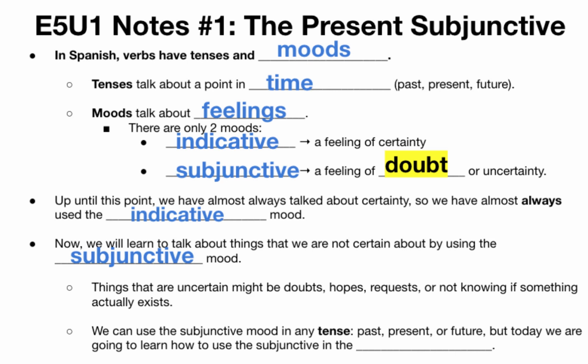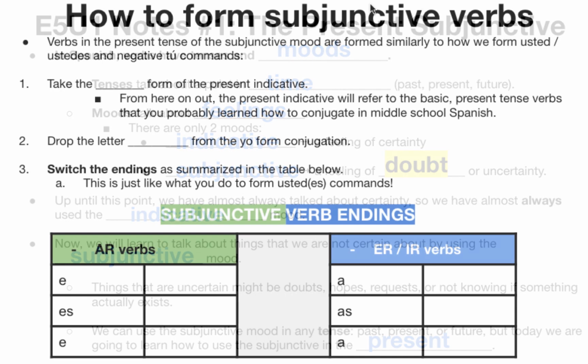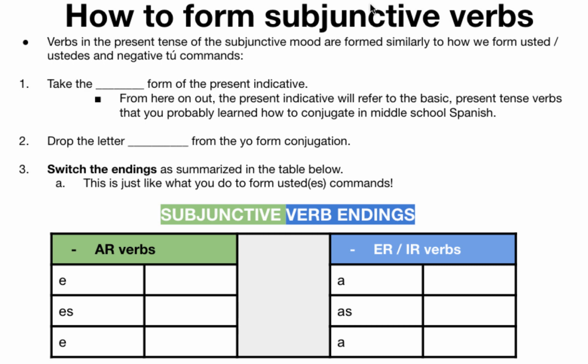We can use the subjunctive mood in any tense, past, present, or future, but today we are going to stick solely to the present tense subjunctive. So, how the heck do you form these verbs? Verbs in the present tense of the subjunctive mood are formed similarly to how we form usted or ustedes commands, as well as negative tú commands.